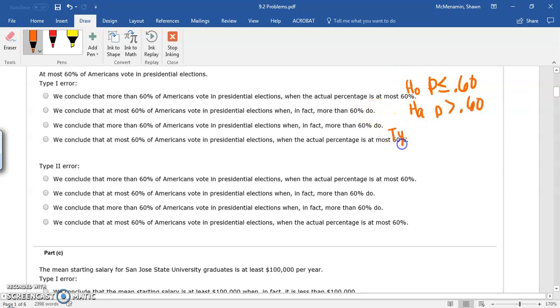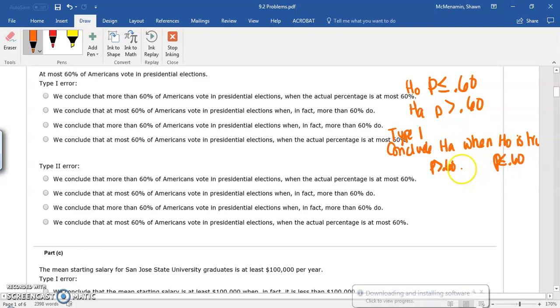A type 1 error is when you conclude HA when H naught is true. Concluding HA is the same thing as rejecting H naught when H naught is true. So concluding HA, that P is greater than 0.60, or there's sufficient evidence to suggest that P is greater than 0.60, when in reality P is actually less than or equal to 0.60. So concluding that it's more than 60%.